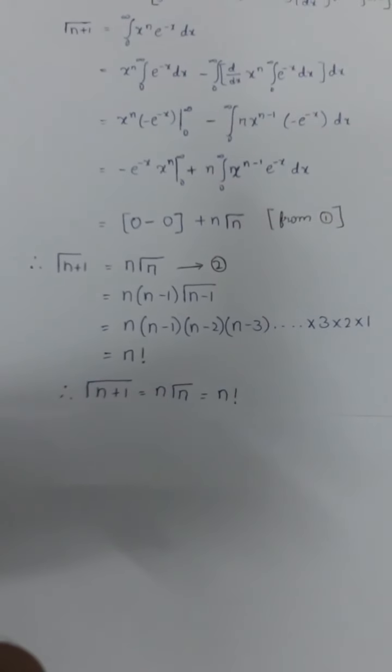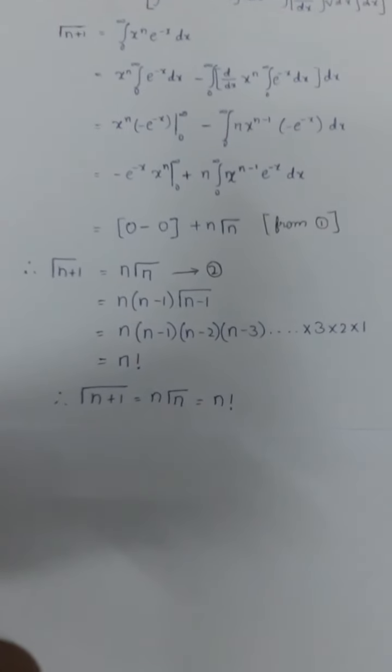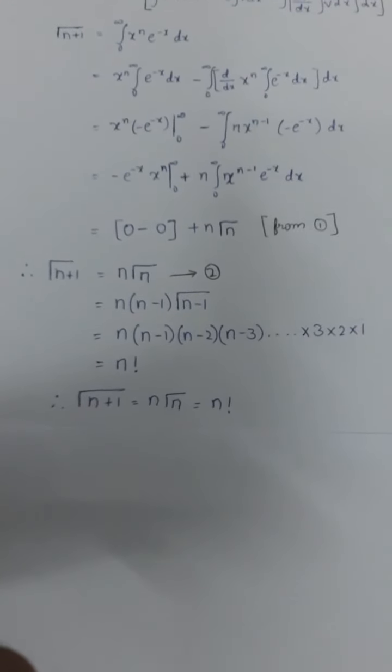Therefore, gamma n plus 1 equals n into gamma n equals n factorial.